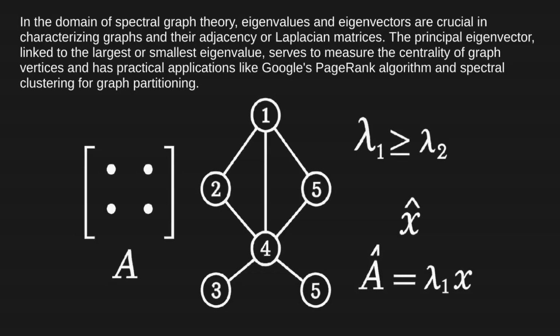eigenvalues and eigenvectors are crucial in characterizing graphs and their adjacency, or Laplacian matrices. The principal eigenvector, linked to the largest or smallest eigenvalue, serves to measure the centrality of graph vertices and has practical applications like Google's PageRank algorithm and spectral clustering for graph partitioning.